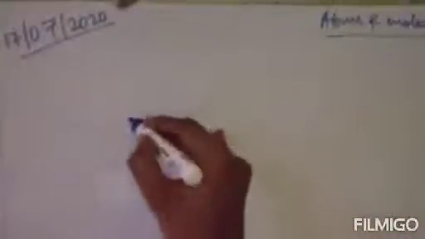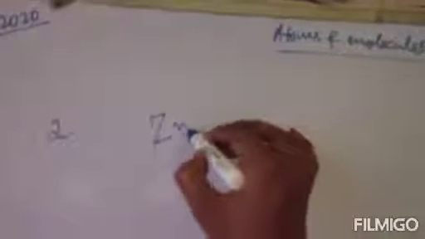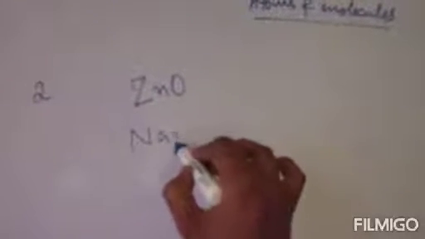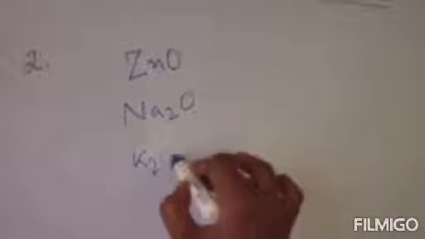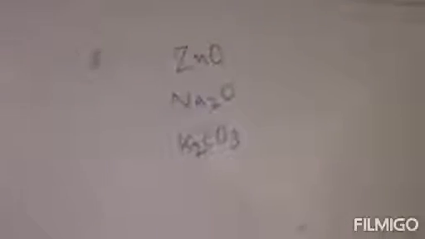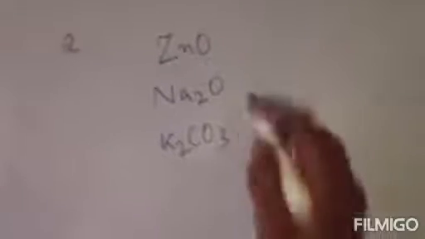Next, question number 2. Question number 2 says, calculate the formula unit mass. We have to calculate the formula unit mass of ZnO, that is zinc oxide, Na2O and K2CO3. This is also your NCERT textbook question. Clear? Now first one, ZnO.